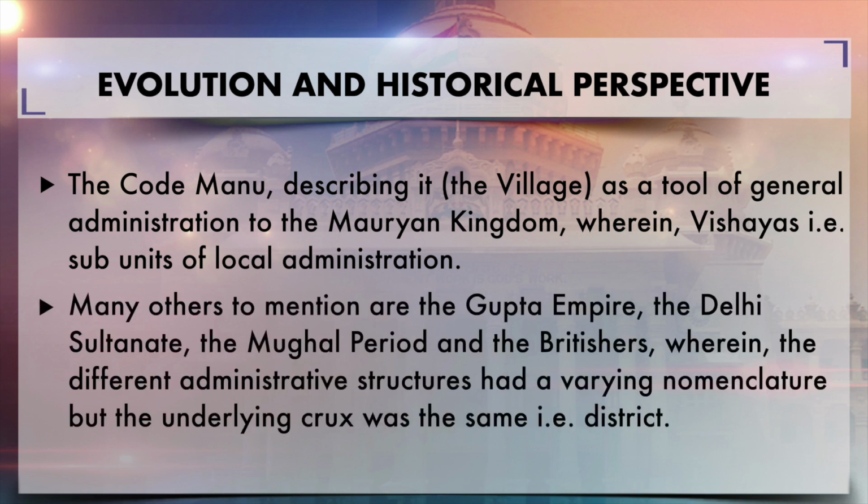And in case of others, as for example, during the Gupta Empire or Sultanate period, particularly the Sultans of Delhi, or in the Mughal period, and even during the British period, there were different structures established at certain levels of administration, having varying nomenclature, but the underlying crux was the same, that is the districts. In simple words, it is important to clarify that initially it started with the revenue functions and the maintenance of law and order, if it was there.